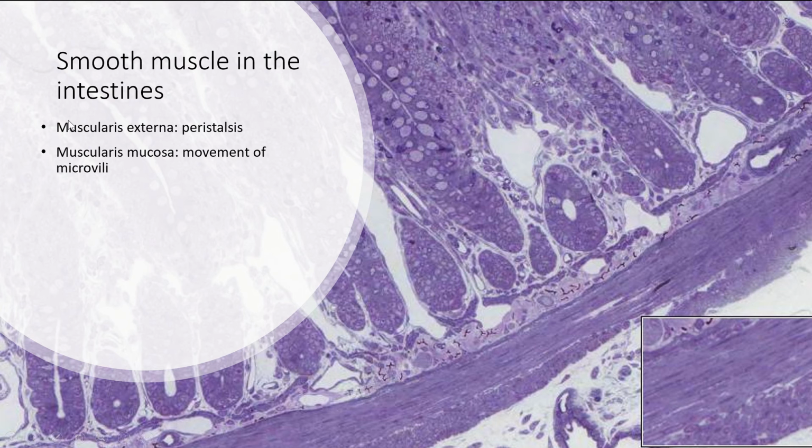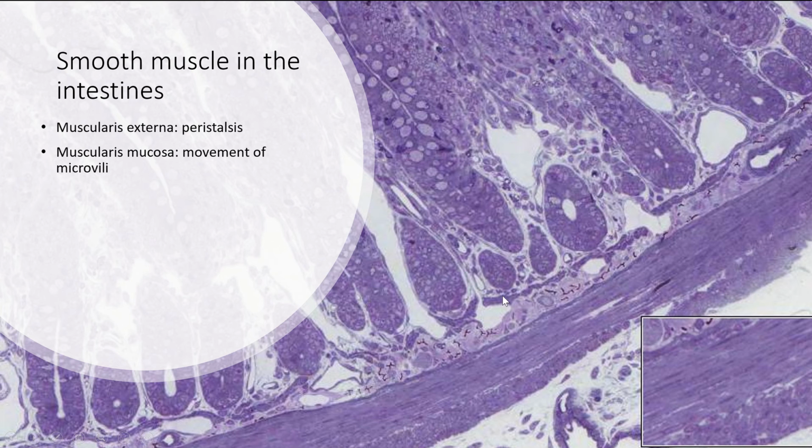The next chunk of smooth muscle is the muscularis mucosa, which is much thinner. It's this tiny little darker purpley blue strip that goes all the way along the intestine. As you can see, it's definitely not as thick, so it's not going to be as strong. The muscularis externa is in charge of squeezing, contracting and moving ingesta through the whole intestine.